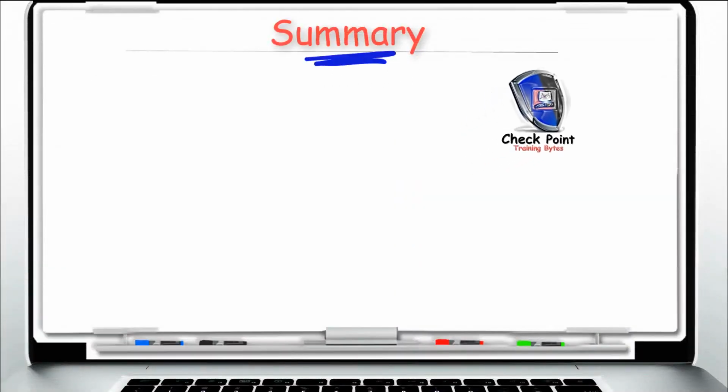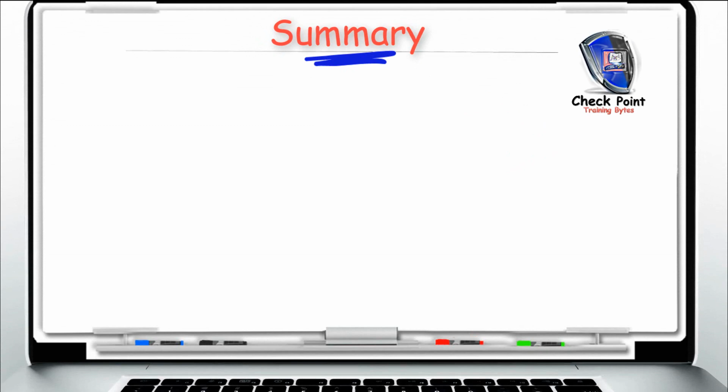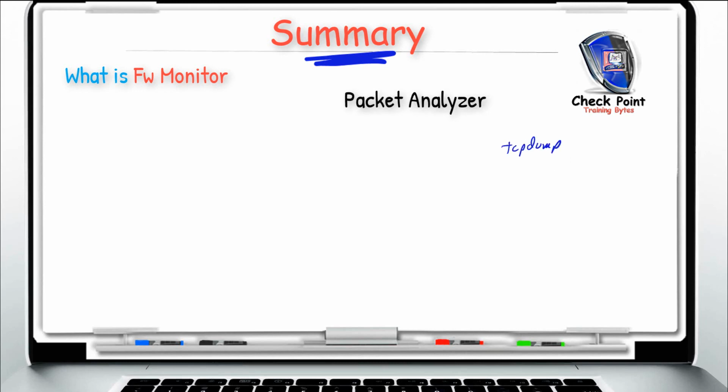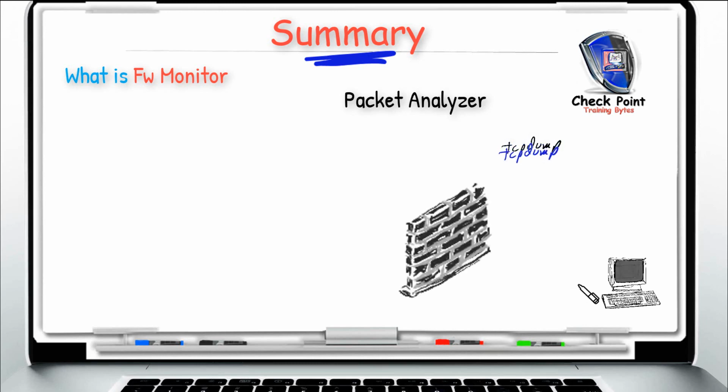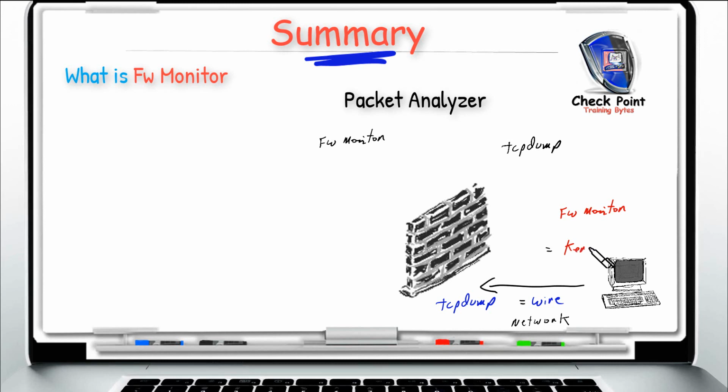Before ending this module, let's take a few moments to quickly summarize the information discussed in this video. We started this video by first discussing what FW Monitor is. In essence, it is a packet analyzer, which is very similar to TCP dump, packet capture, and we also discussed some differences between them. The main difference is that TCP dump captures the packets on the wire, meaning the packets running on the network, whereas the FW Monitor utility captures the data that's being processed and inspected within the kernel, specifically within the firewall inspection kernel.